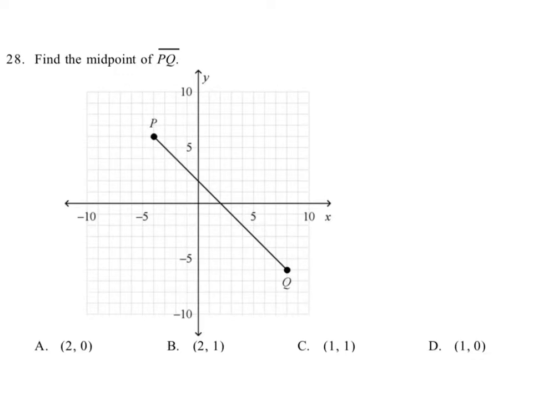Okay, we're finding the midpoint of segment PQ. I'm going to put the coordinates here. This is really the way that you're going to want to do it. The coordinates of P are -4 for X and 6 for Y. So we've got -4, 6 as coordinates for P. Now the coordinates of Q are 8, -6. Right over here, 8, -6.